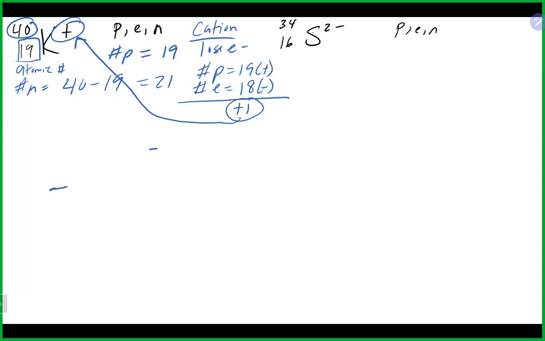Any questions on that one? Neutral potassium would have 19 electrons, right? So again, if it was neutral, it would be equal.